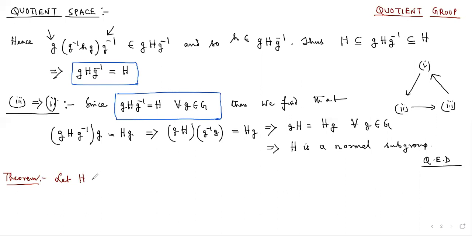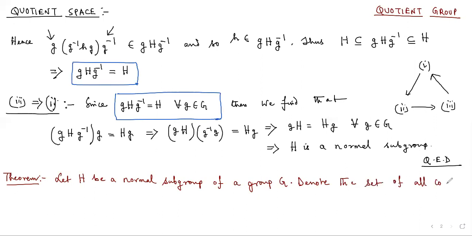Let capital H be a normal subgroup of a group capital G. Denote the set of all cosets AH, A belonging to G, by G slash H. Don't read this part as G by H. A set cannot be divided by a set. If you want to read it, you can read it as G slash H.